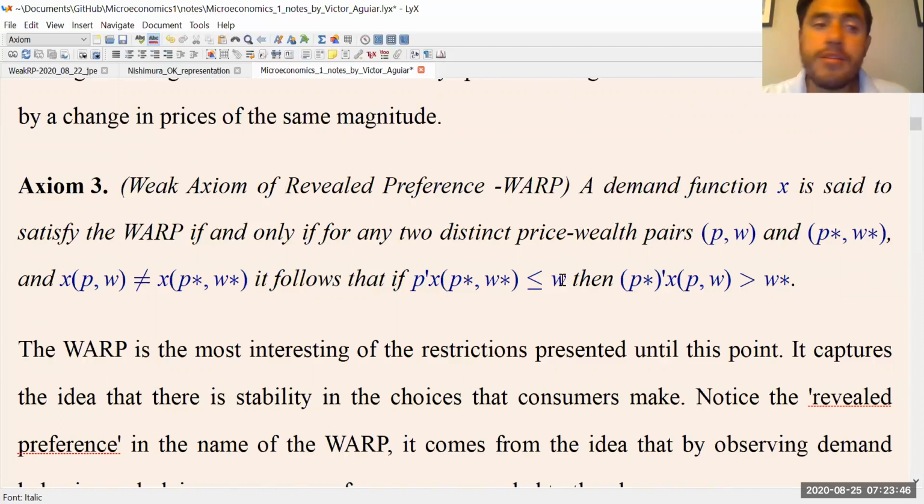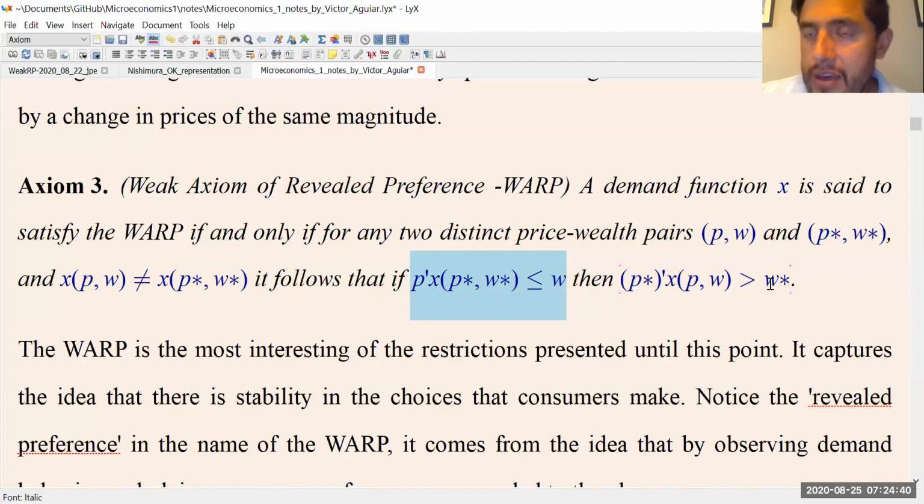A demand function x is said to satisfy the WARP if and only if for any two distinct price-wealth pairs, that means an initial price-wealth pair (p, w) and another one (p*, w*), such that the demand function at these two price and income levels is different from each other, it follows that if the bundle consumed according to the demand function at the second price-income level (p*, w*) is affordable at the original price and income level, then the quantity demanded at the original (p, w) level is not affordable, is strictly more expensive, at the price p* and given the income level w*.